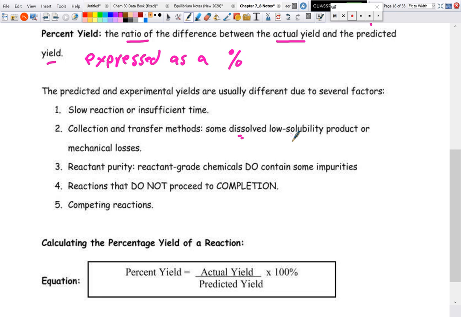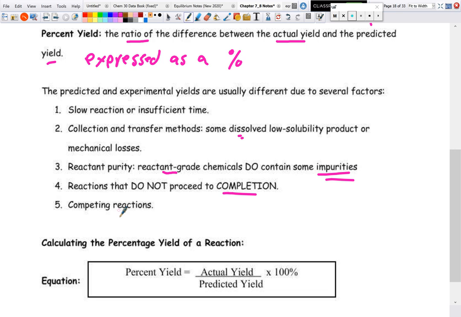Or even when we're trying to transfer it and it gets stuck to a filter paper, it gets stuck to our stirring rod, it could be anything. And of course, reactant purity is one as well. If we do not have reactant grade chemicals, that can cause a problem, but even reactant grade chemicals contain some impurities. Normally reactant grade, we classify them as 100% pure, but that's not the case at all. There's always impurities in there. And of course, reactions don't always go to completion, meaning that we don't get 100% of the products being formed. And another thing that can happen is competing reactions.